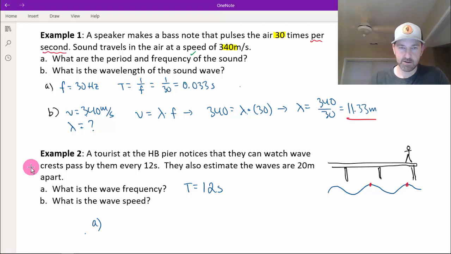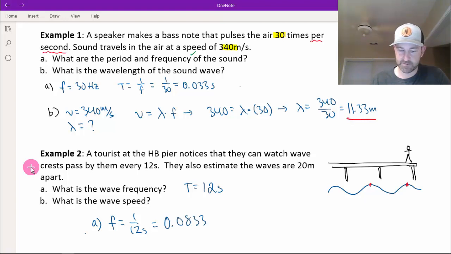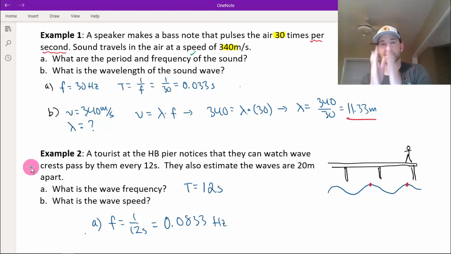So for part A, we'd have frequency is equal to 1 over the period of 12 seconds. 1/12 is some number I can't think of off the top of my head. 0.0833 Hertz. It's 1 over seconds. 1 over 12 seconds would be per second, that's hertz. So there's very few waves per second there. It's like a fraction of a wave per second. So 1 second goes by, you're barely seeing a chunk of a wave because they're moving so slow.